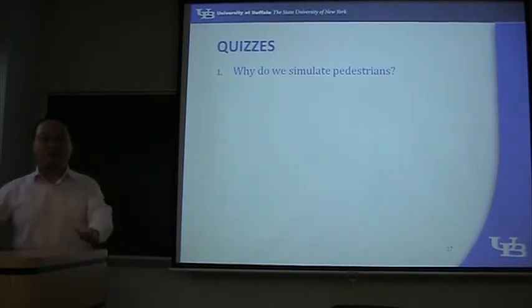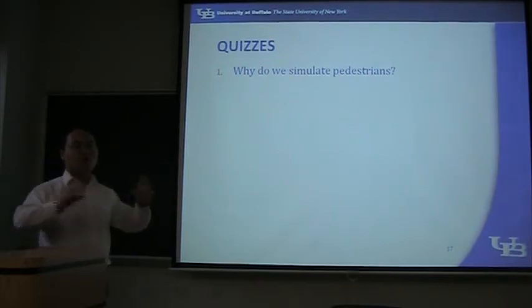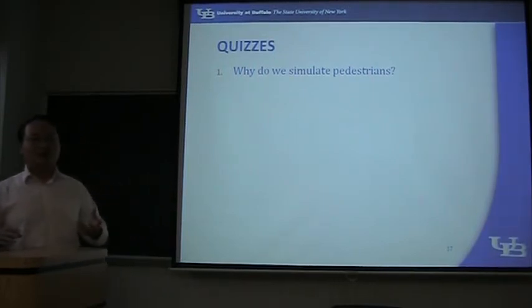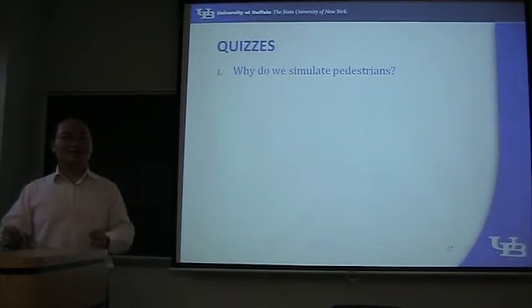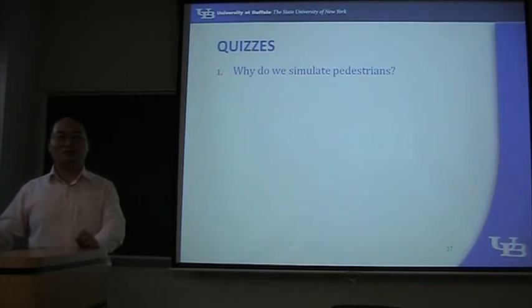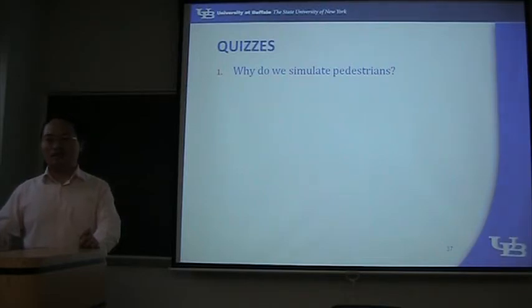Now's the time to think. We see some examples of simulating pedestrians. Why do we need to do it? Does anyone have any creative answer or just a normal answer? If we want to design an exit in a subway, we need to simulate pedestrian behavior first and choose the correct location for that exit.